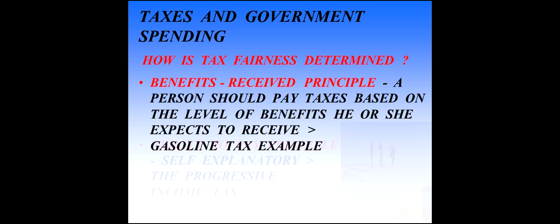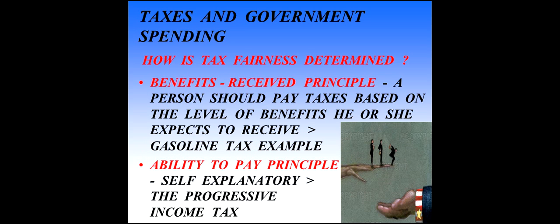The second way to determine fairness is the concept of the ability to pay principle. Really self-explanatory, and the example to use here is the progressive income tax. If you earn more, you should be able to pay more in principle.